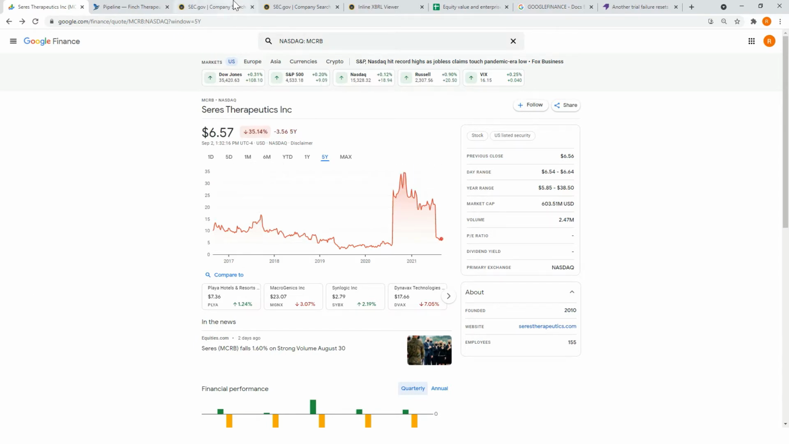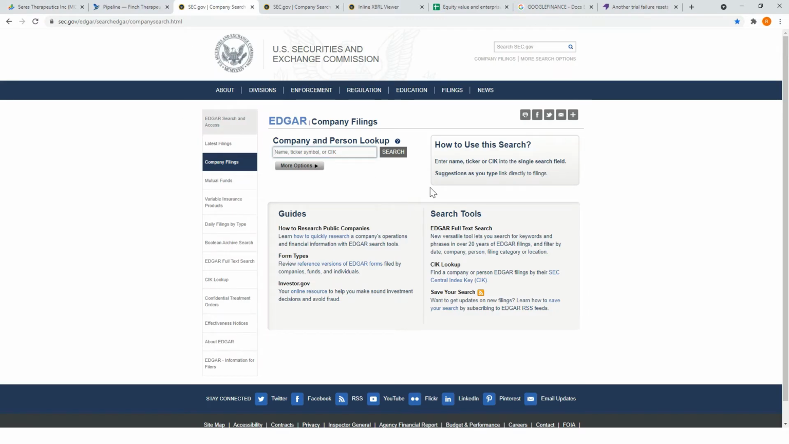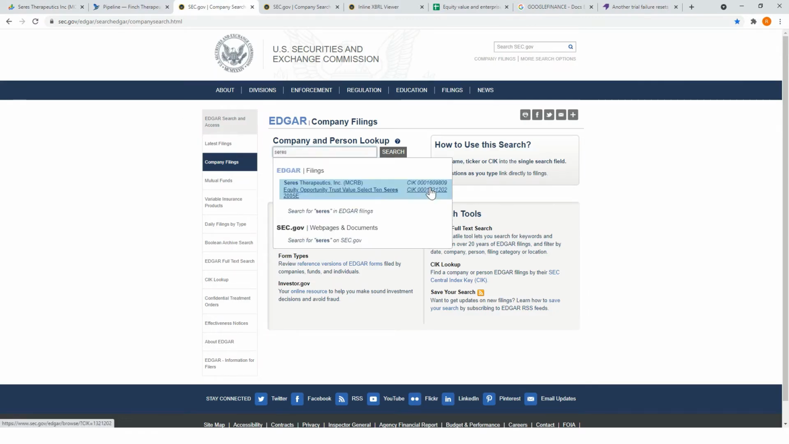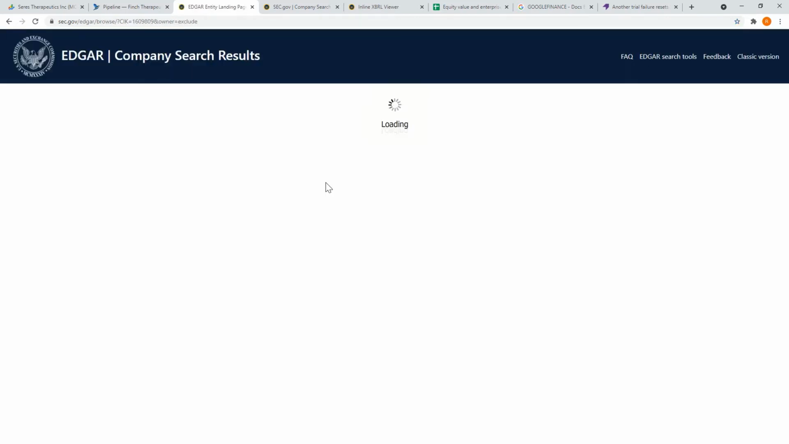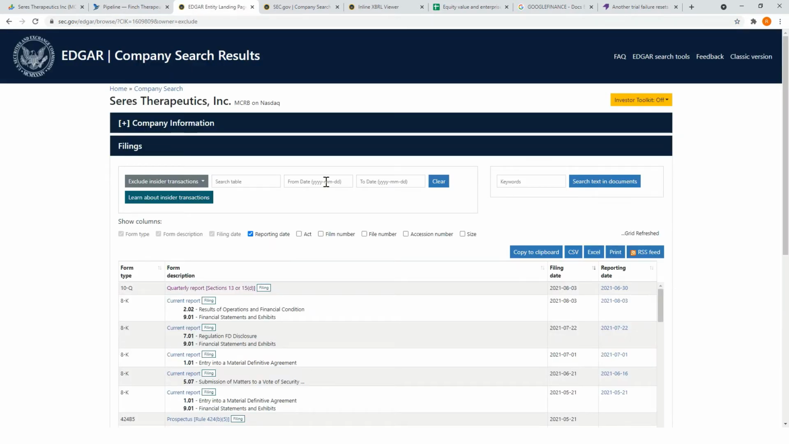So again, we're going to use the SEC Edgar database, search for the company of interest, Series Therapeutics in this case. And remember, we have the stock price. You can't find the updated stock price in SEC filings because it changes constantly, and companies don't file SEC filings every second of the day. But you get the shares outstanding from SEC filings.